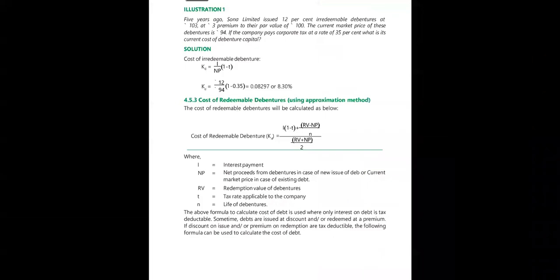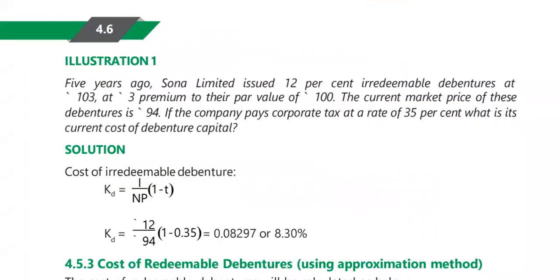Let us see one problem. 5 years ago, Sona Limited issued 12% irredeemable debentures at 103, that is at 3 premium to their par value of rupees 100. The current market price of this debenture is 94. If the company pays corporate tax at the rate of 35%, what is its current cost of debenture capital?